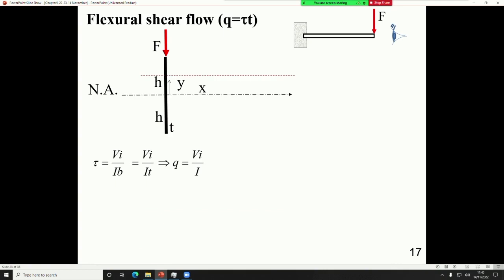Say I'm looking at this section of this panel, which is located at a distance of y from the x-axis. Similar to what we did with the rectangular section, I'm looking at this section of the cross-section.